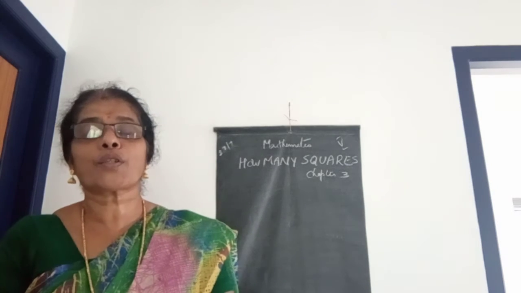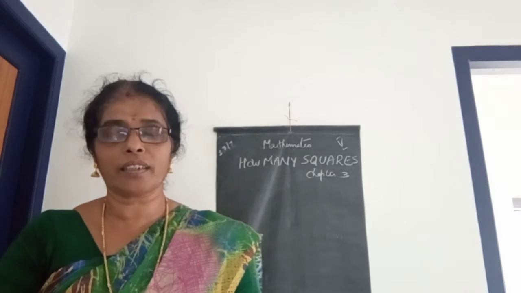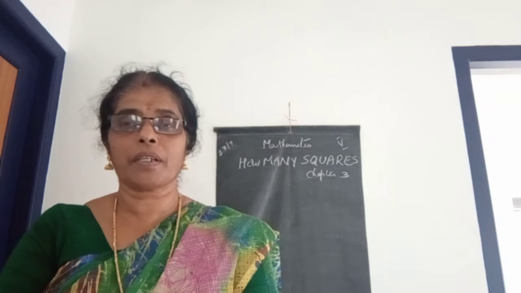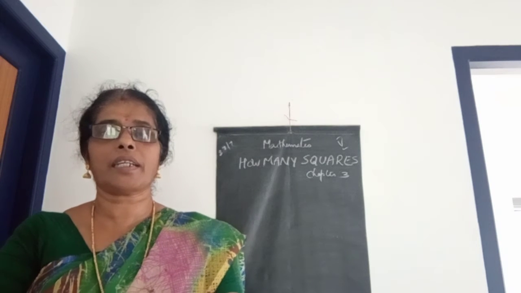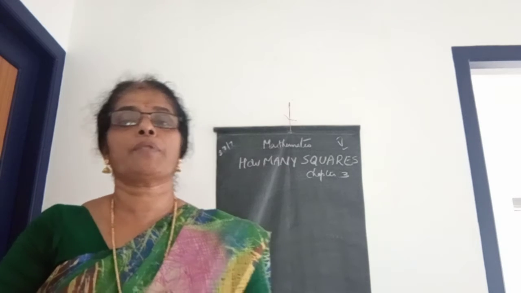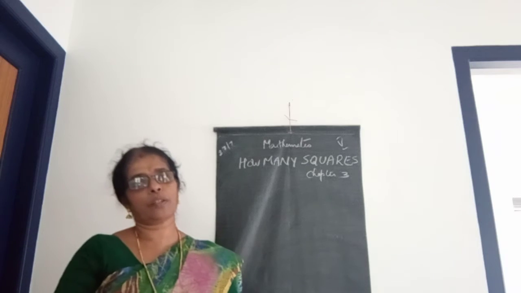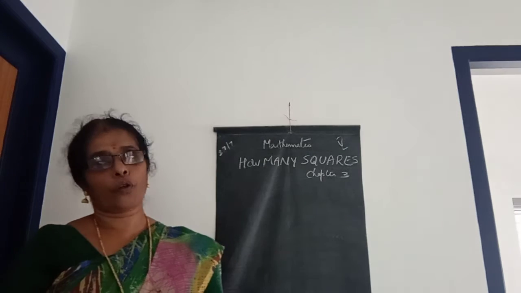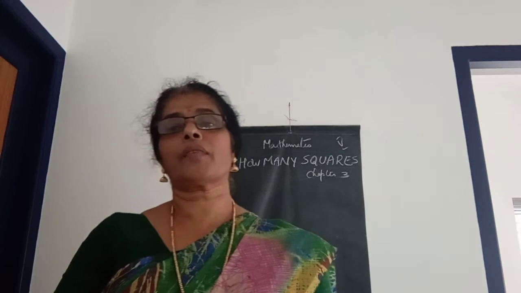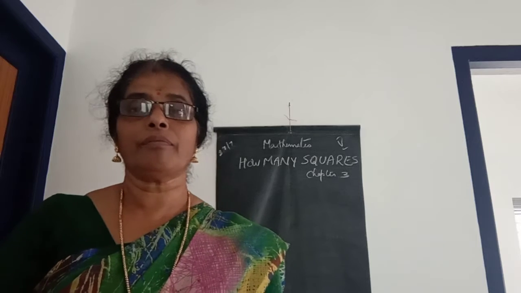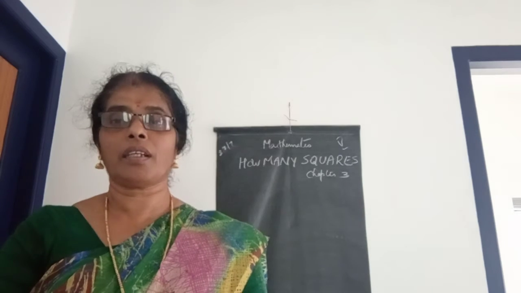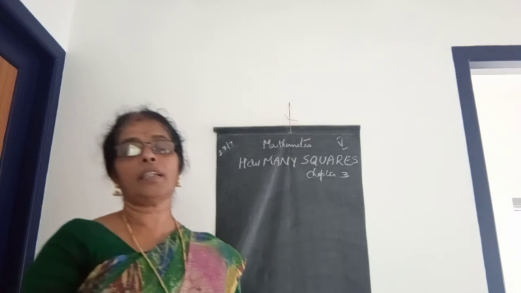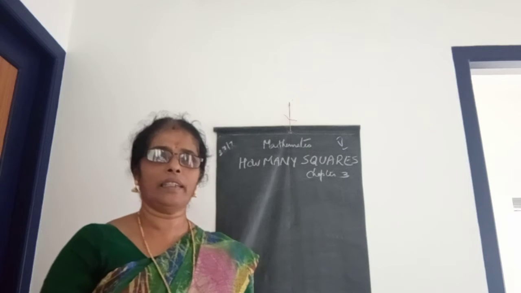How many squares? You know what is a square, children? That is a shape, isn't it? Square. That is a shape. Different types of shapes you already learned. What are the shapes you learned, children? Square, rectangle, circle, hexagon, pentagon, octagon. Different types you already learned, isn't it?